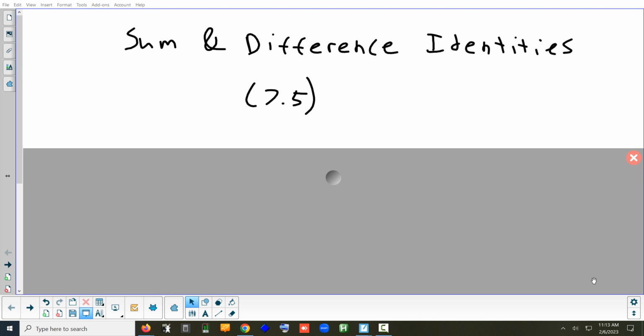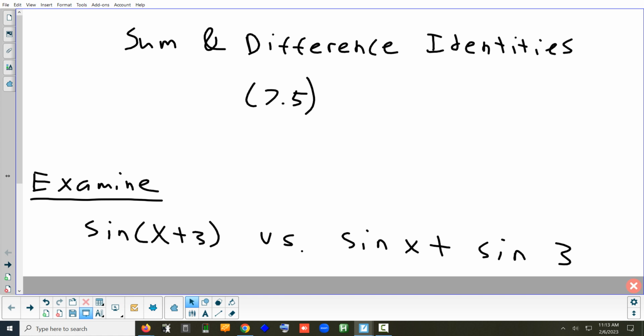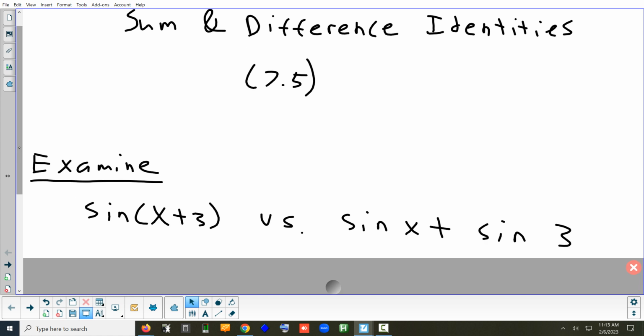What we're going to look at now is a few other groups of identities, starting with what's called the sum and difference. So I just want to take a look at those two ideas. The sine of x plus 3 versus the sine of x plus the sine of 3. Just think about these two problems as a transformation problem. A transformation of sine x.